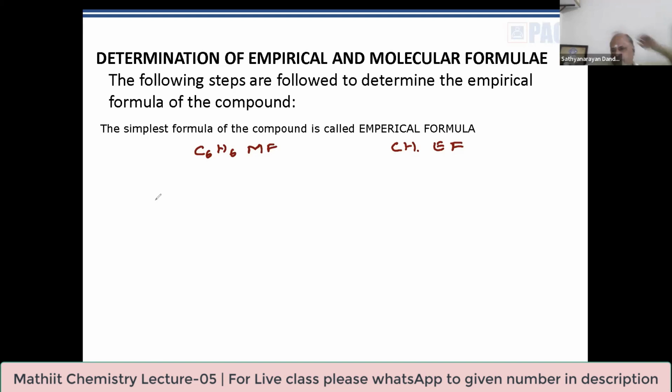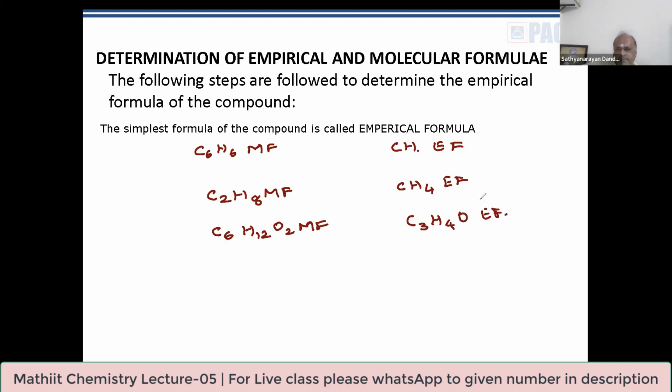Okay. Next. C2H8 is molecular formula. What is the simplest formula? CH4. This is called empirical formula. Okay. C6H12O2 is molecular formula. What will be empirical formula? C3H4O is empirical formula. Okay, what is empirical formula and what is molecular formula? Simplest formula.